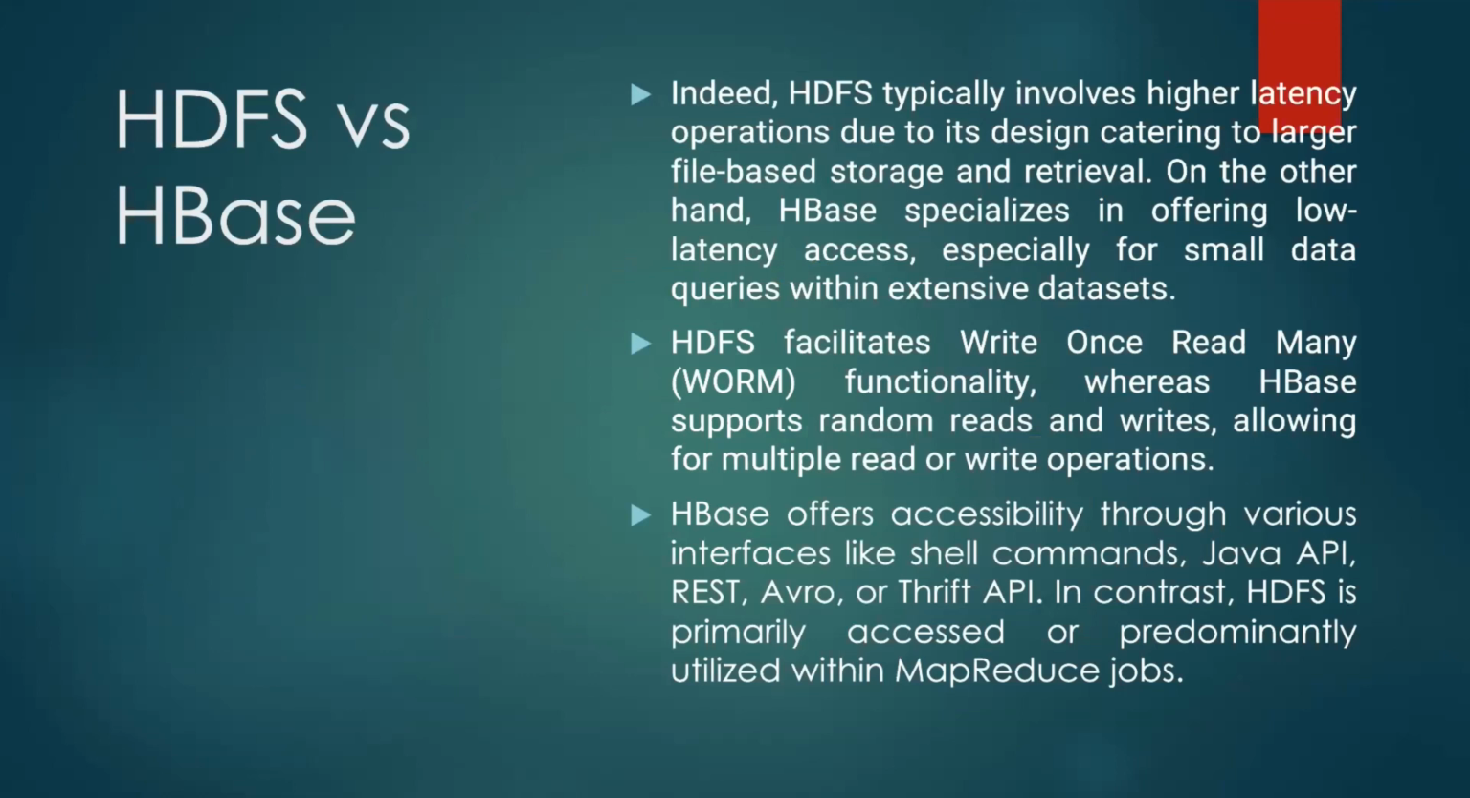Let's see the difference between HDFS versus HBase. HDFS typically involves high latency operations, whereas HBase specializes in offering low latency access within the data sets. HDFS facilitates write once, read many functionality, whereas HBase supports random write and random read operations. HBase offers accessibility through various interfaces like shell, Java API, etc., whereas HDFS is predominantly utilized within MapReduce jobs.